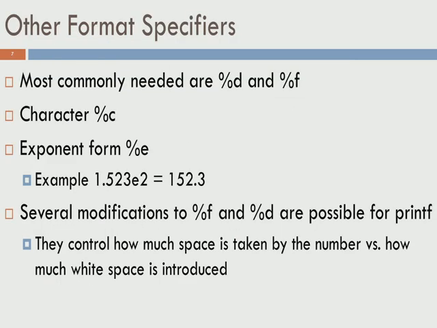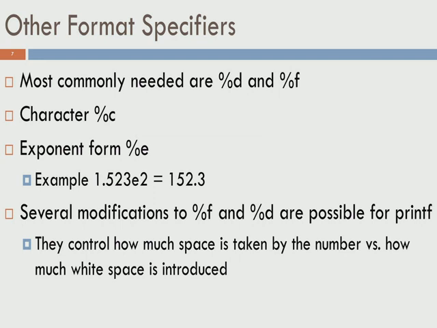There are several other format specifiers that you can use, but the most commonly needed are %d and %f. The other one that might come in useful is %c, where c stands for character. So %d is decimal, %f is float, %c is character. There is also an exponent form for floating point numbers which goes by %e. For example, 1.523e2 means 1.523 times 10 to the power 2, which is 152.3.